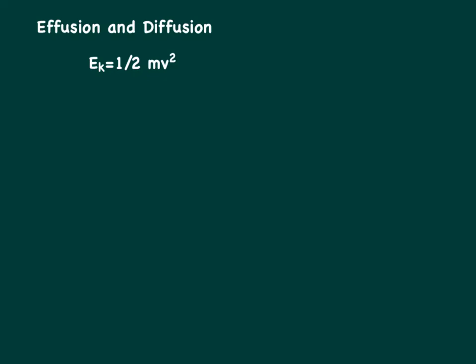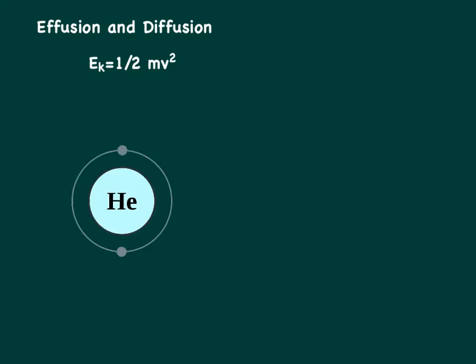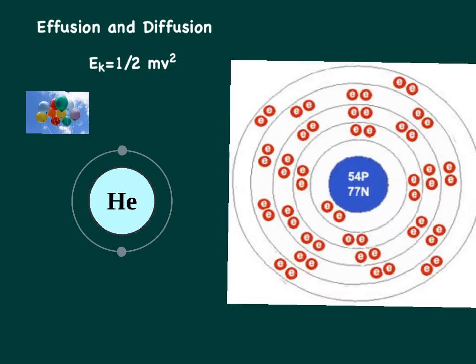Let's compare helium, a very light gas, with xenon, which is much more massive. As long as both of these gases are at the same temperature, they'll have the same average kinetic energy. But helium, being lighter and smaller, will have a higher root mean square speed, mu, than the heavier xenon.